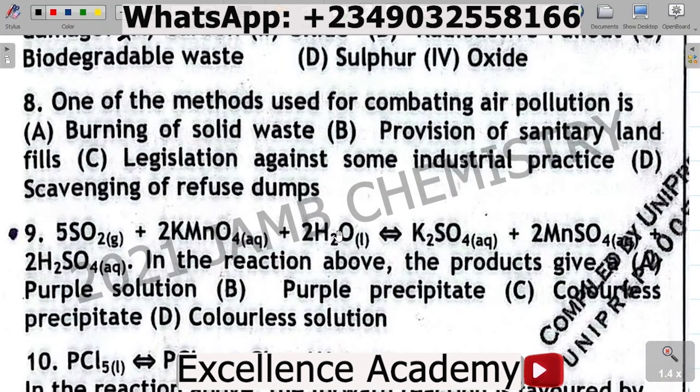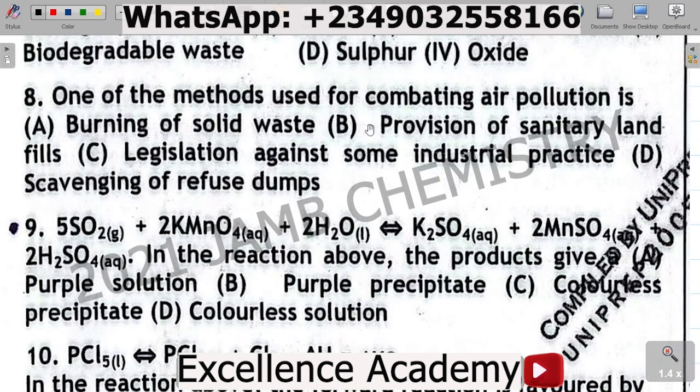Question number 8. One of the methods used for combating air pollution is A. Burning of solid waste. B. Provision of sanitary landfills. C. Legislation against some industrial practice.